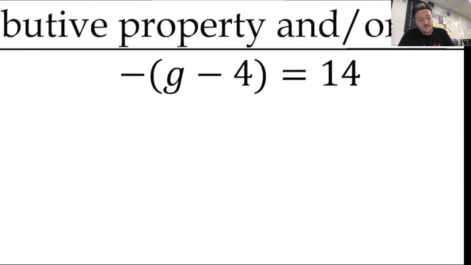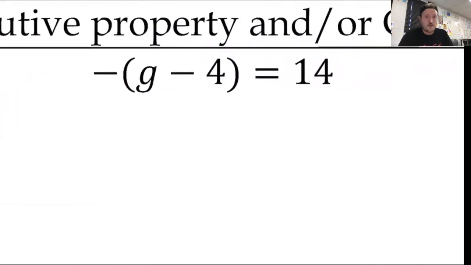All right, next one here. So this one's a little bit more tricky, specifically because of this negative here. What this tells us is there's actually a -1 on the outside of the parentheses, which means we have to distribute.